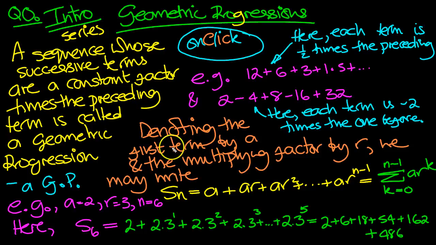We can use some general notation then, denoting the first term by A, and the multiplying factor by R, which is called the common ratio. We may write this Sn, the sum of the first n terms. Here's the first term. R is called the common ratio. So let me just put that in. Common ratio, that's what it's termed. More often than not, A is termed the first term.